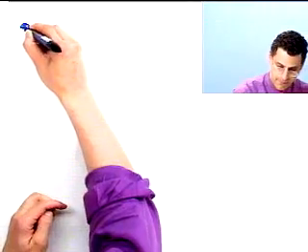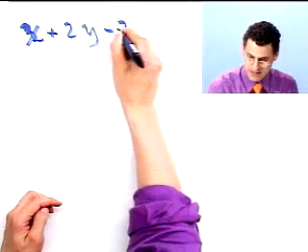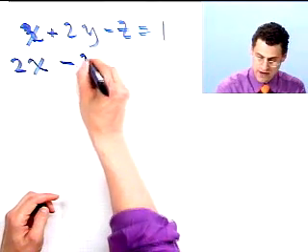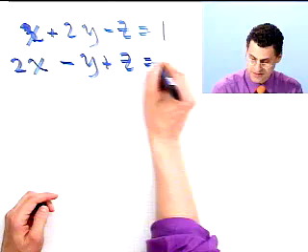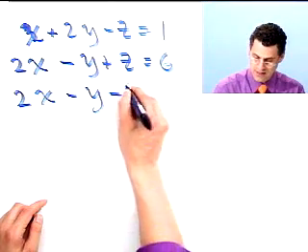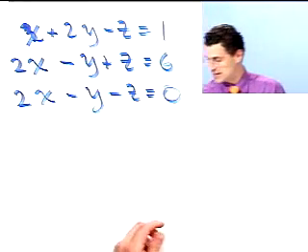Okay, let's try an example. Here is our first system. Let's look at this one. x plus 2y minus z equals 1. And at the same time, 2x minus y plus z equals 6. And also, 2x minus y minus z equals 0. And I want to solve all those equations at the same time.